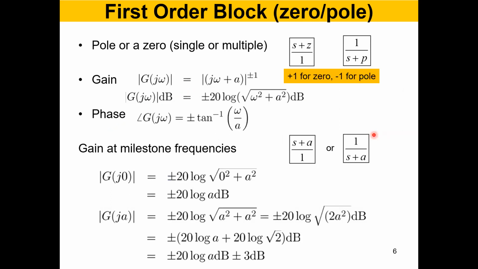Now let's take our second elementary block, the first order block. Again, the first order block, if it is in the numerator, it's a 0. If it is in the denominator, it's a pole. So you can draw the block either like this or this way. This is the first order block where you have a 0 at minus Z. This is where you have one pole at minus P.